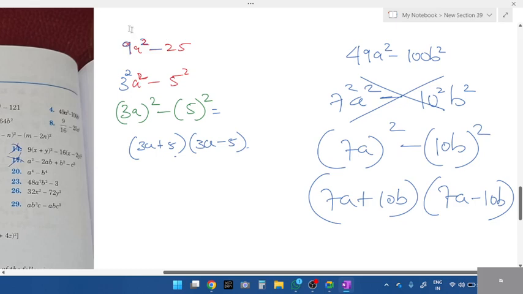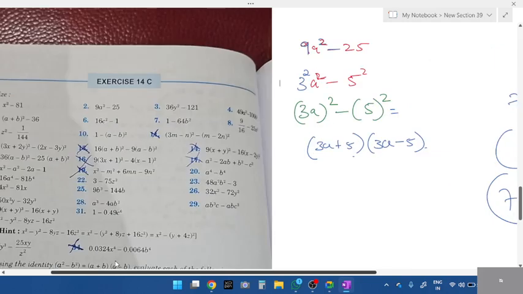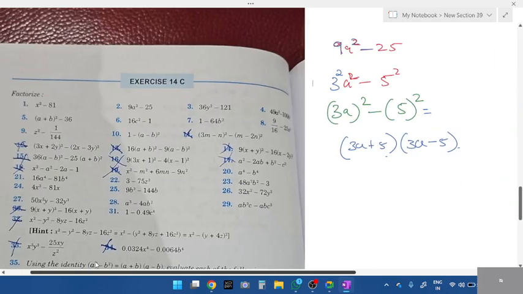That's it. Done? Completed? Okay. 7a plus 10b, 7a minus 10b. The next question will be tough. I'll solve the fifth one. Will you all try the sixth and seventh for homework? If 1 is given, what will you write, students? If 1 is given, you have to take it as 1 square. Then only it would look like a square minus b square, right? You should take it as 1 square. Try the sixth and seventh for homework.